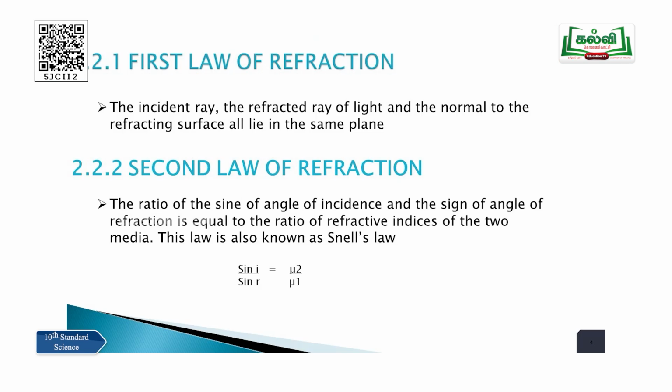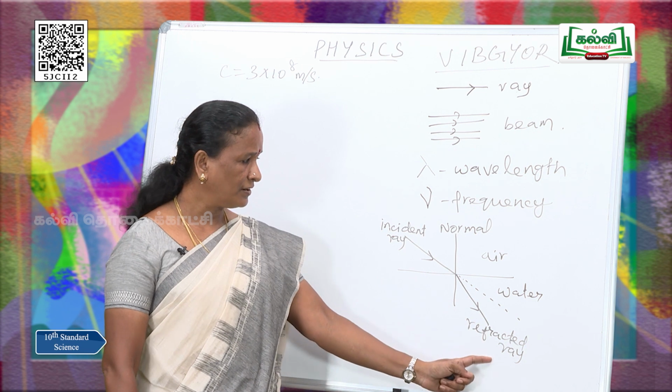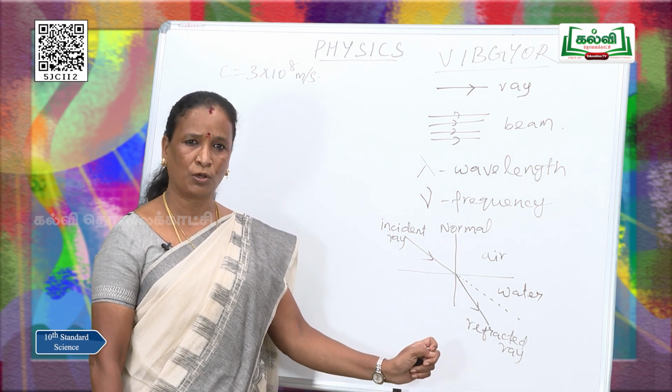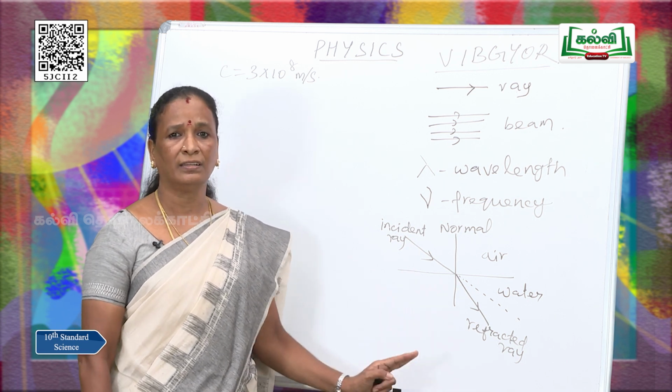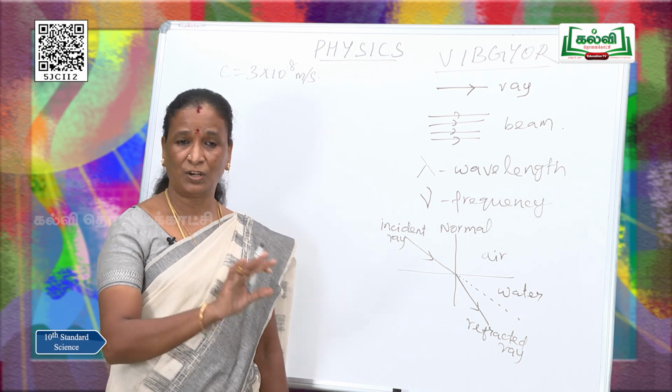Next, we will see the laws of refraction. The first law of refraction: the incident ray, the refracted ray of light and the normal to the refracting surface all lie in the same plane. See this diagram again. The incident ray, the refracted ray and the normal, you know very well how to draw the normal. These three lie in the same plane, very simple, like the laws of reflection in a mirror.